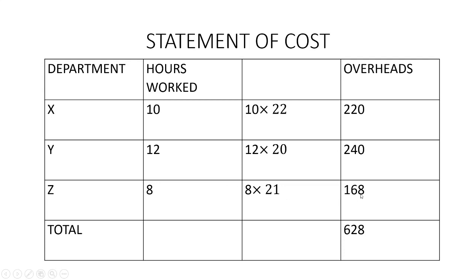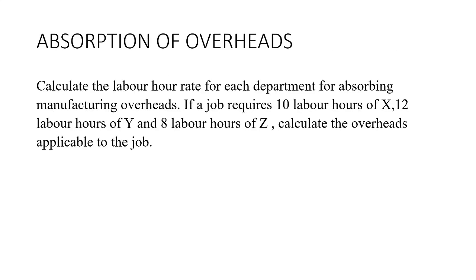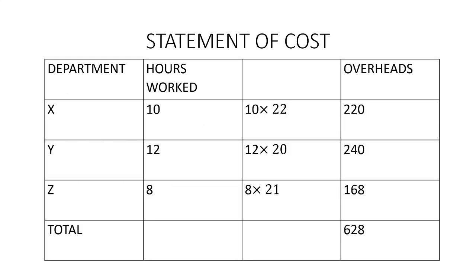So a job requires 10 labor hours of X department, 12 labor hours of Y department and 8 labor hours of Z department. We have to calculate the overheads. So all the three, 220 plus 240 plus 168, it is equal to 628.